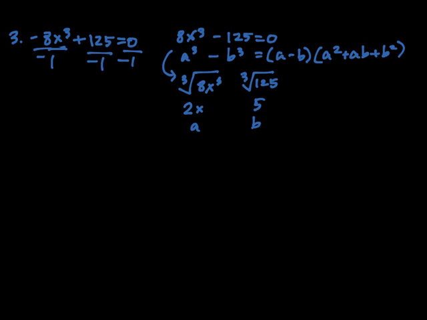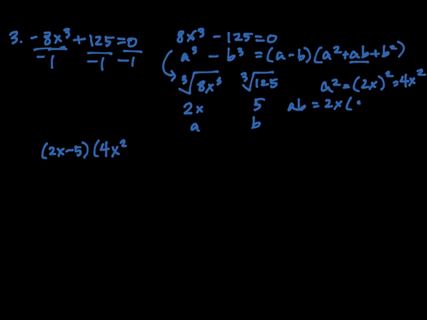it factors into. Okay, so we have 2x - 5, and then a², which is (2x)², which is 4x². Okay, so that's 4x². And then ab, so we're going to multiply a times b, which is 2x times 5, which is 10x. And then b², which is 5², which is 25. We're going to set this equal to 0.